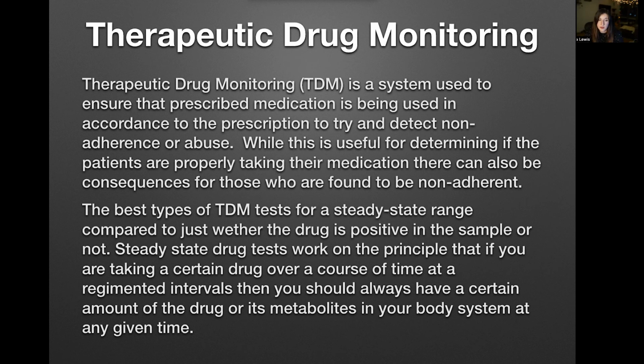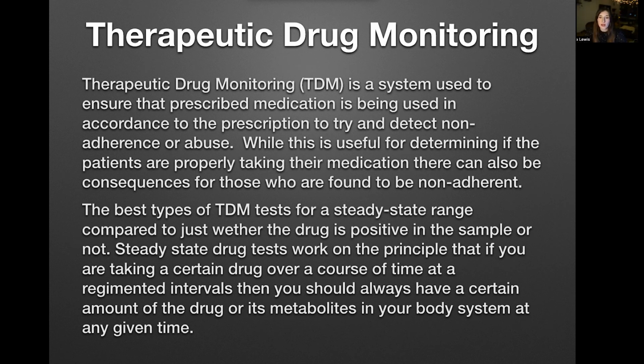The best types of therapeutic drug monitoring tests look for a steady state range, compared to just whether the drug is positive in the sample or not. Steady state drug tests work on the principle that if you are taking a certain amount of drug over a course of time at regimented intervals, then you should always have a certain amount of that drug or its metabolite in your body system at any given time.